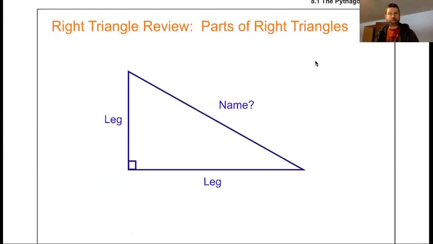So first, a little bit of a review. A right triangle is a triangle with a right angle, a 90-degree angle. When we have a right triangle, there are some names for the sides. The sides that connect to that 90 degrees are called legs. And the side that is across from the 90 is given a special name in a right triangle, and it is called the hypotenuse.